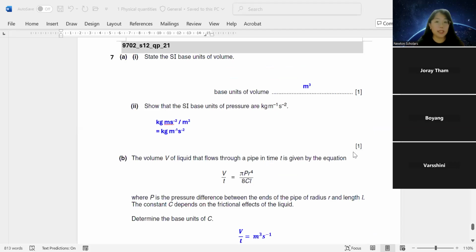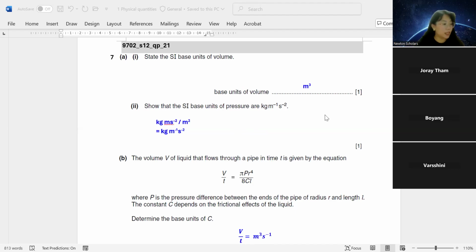Question 7, M cubed, because it is width times length times height. The base quantity, base unit for pressure: you can use F over A. P equals F over A. F you can use ma. So m is kg, a is m s to the negative 2. At the end, we can solve and prove this SI base unit for pressure.